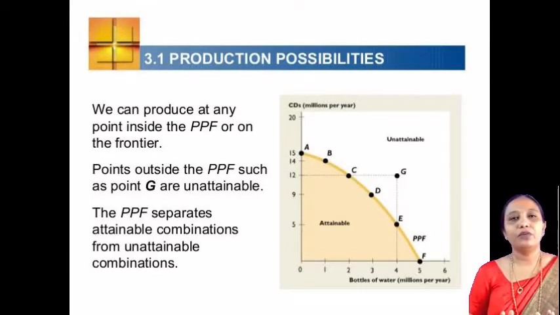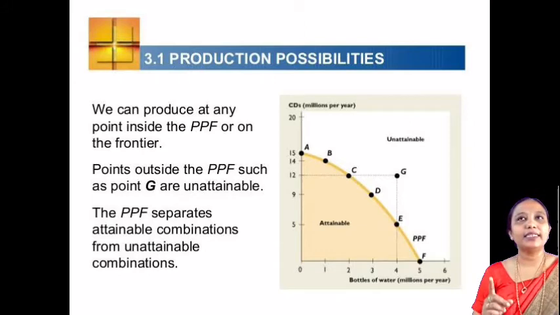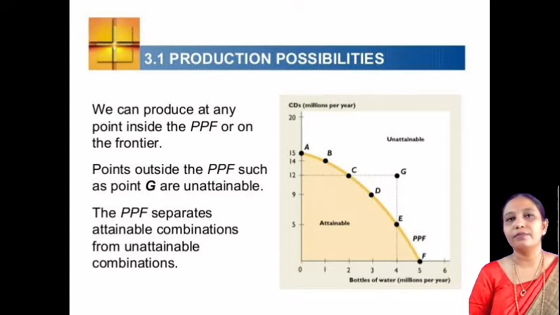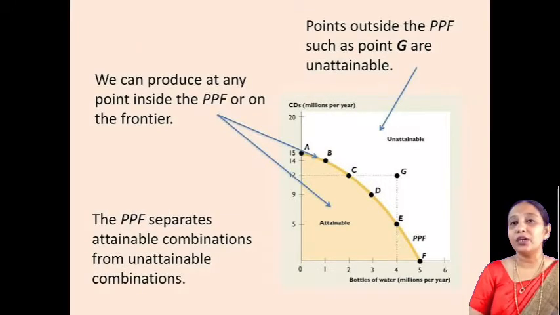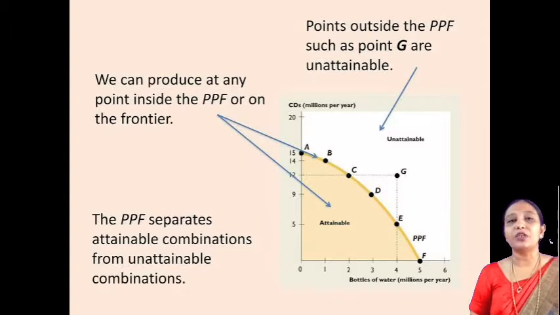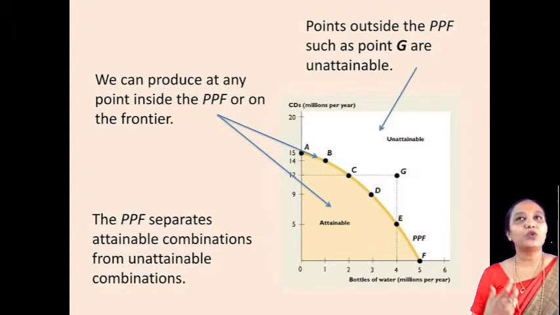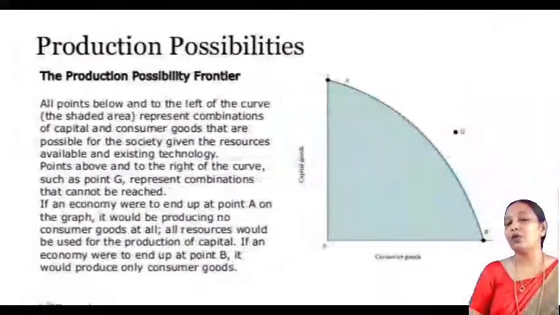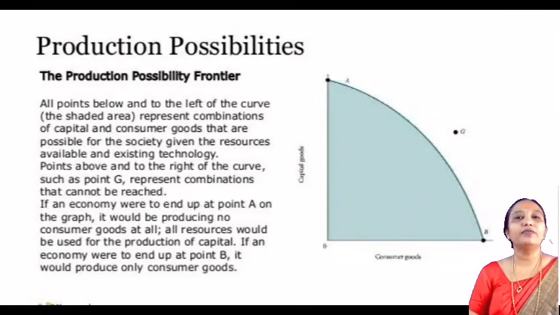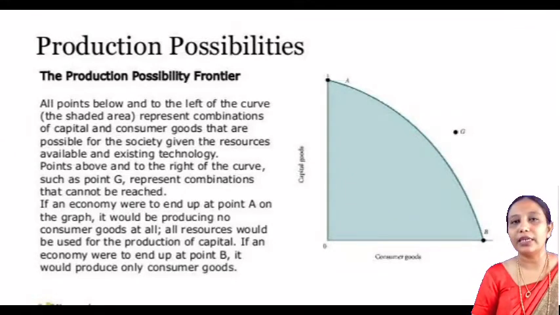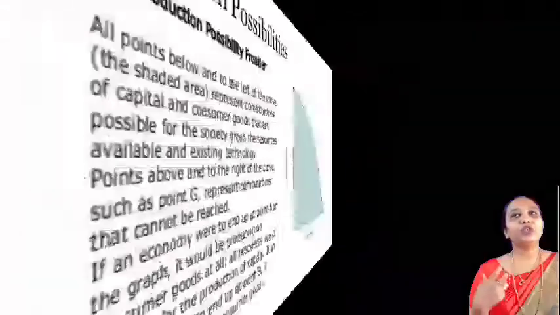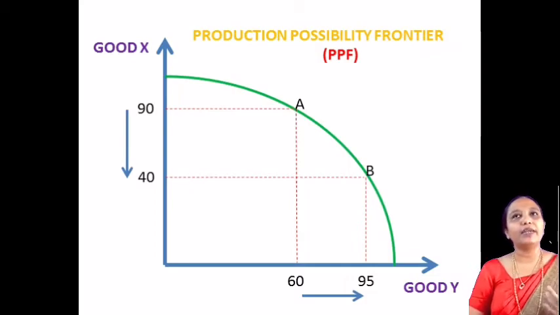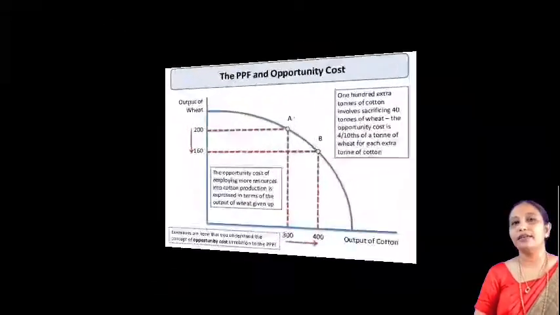See, the PPF slopes downward, as an increase in the production of one good requires a decrease in the production of the other. If there is an increase in the production of one good, normally there has to be a decrease in the production of the other good. Then the PPF is always a concave shape, because the MRT is always increasing, and hence we can conclude that the PPF is always a concave curve. Then the PPF shows the transformation of one good into another, not physically, but by diverting the resources from one use to another.